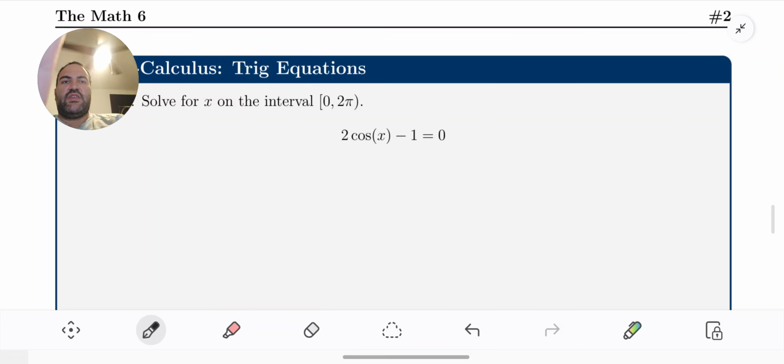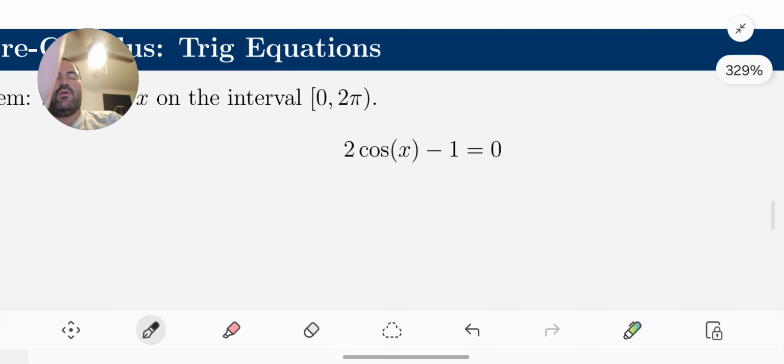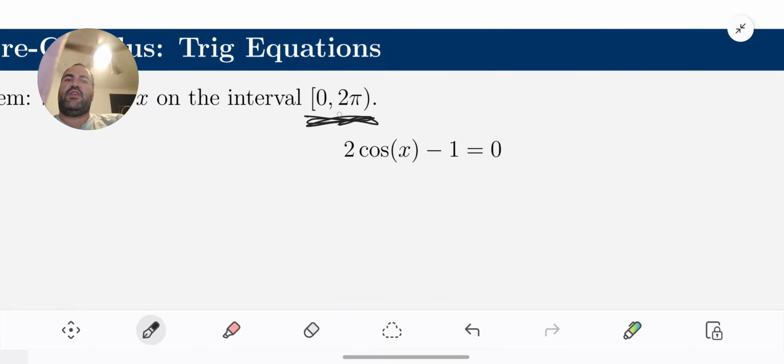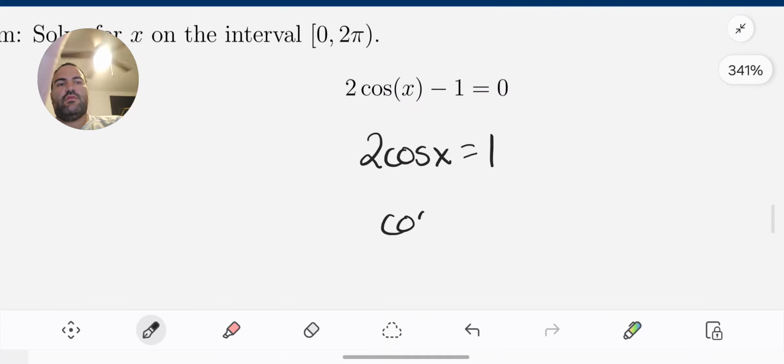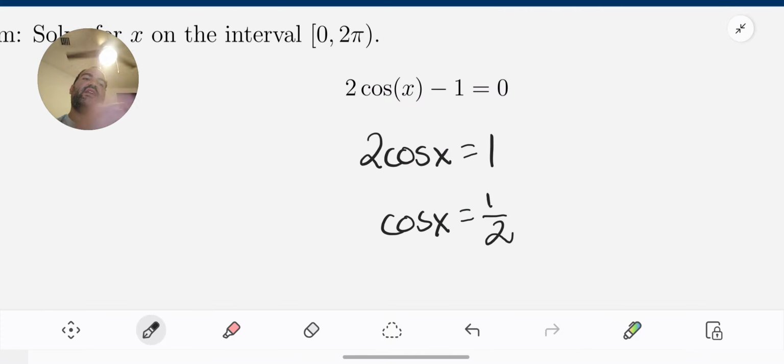Trig equation. Solve for x on the interval. So, I see this. This just means your answers need to be in between that. When I see this, I'm like, let's get cosine by itself. So I'm going to add the 1. Divide by 2. I have cosine x equals 1 over 2.